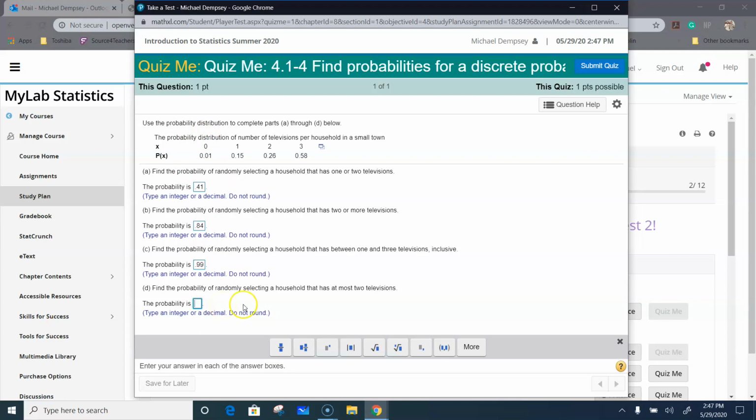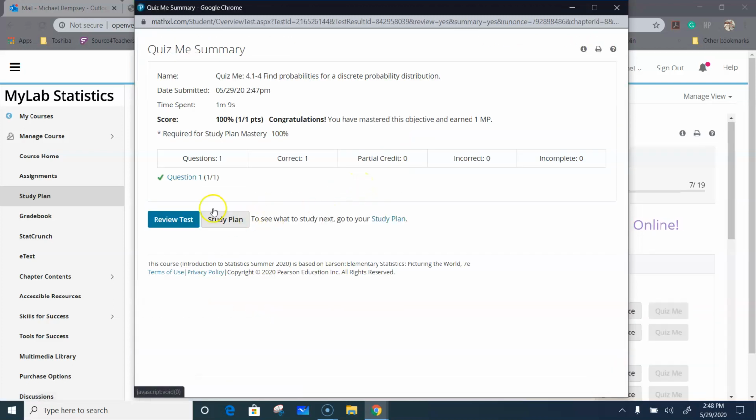Find the probability of randomly selecting a household that has at most 2 televisions. So it has at most 2. So that's 1 or 2, or 0 or 1 or 2. That would be at most 2. Quickest way I think to get that would just take 0.58 and subtract it from 1, which would be 0.42. Or we could add these two together, right? 0.31 plus 0.02 is 0.42. And we can submit. And correct.